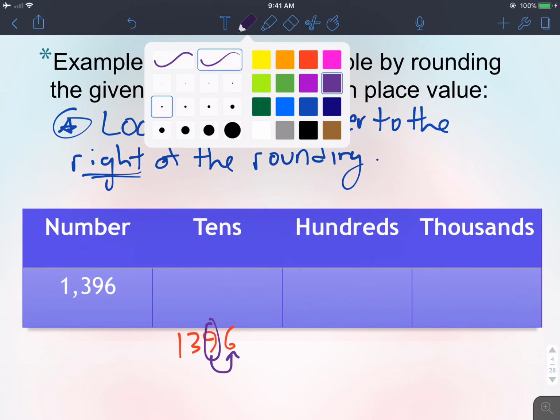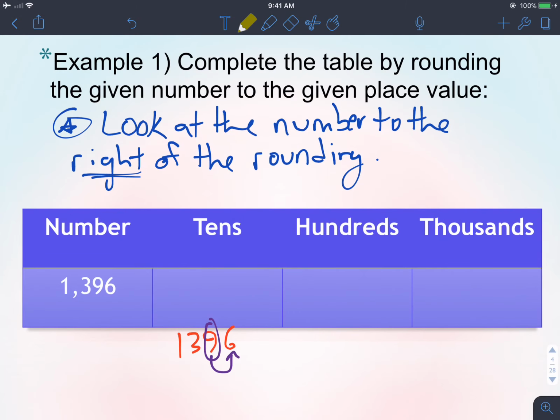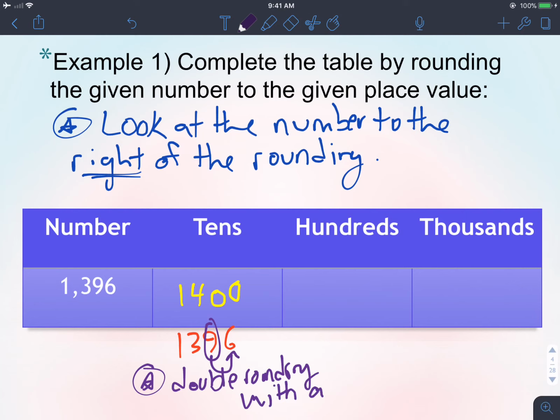But the reason why I'm doing this particular question is it has a double rounding effect. So the 6 becomes a 0. I round the 9 up, and that becomes a 0, because 9 plus 1 is 10. And then you have to write it as now 1,400. So this is an example of double rounding with a 9.